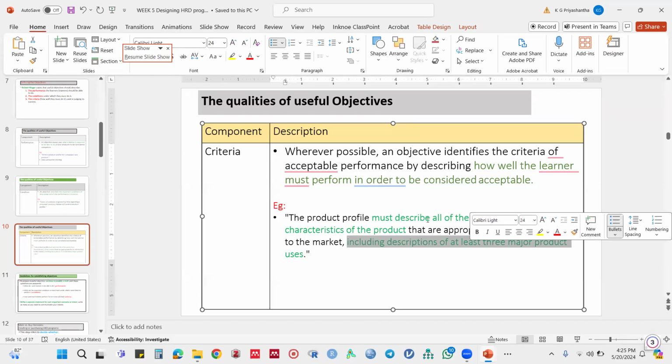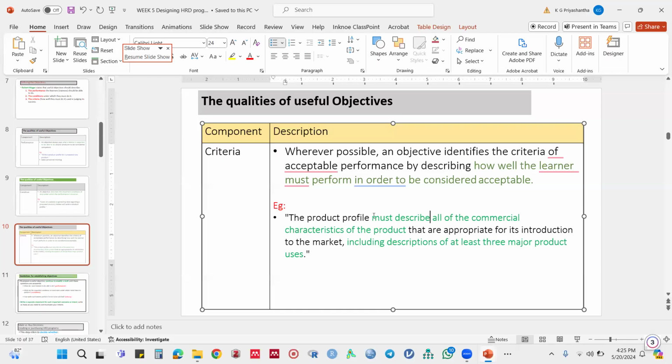The product profile must describe all the commercial characteristics of the product, including descriptions of at least three major product uses. So this is the criteria by which we can measure and evaluate the performance. We can evaluate whether an employee can learn or not by these types of criteria. Say there is a performance, condition, and criteria. All these three things need to be included in developing a training objective.